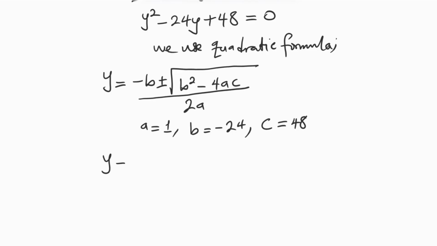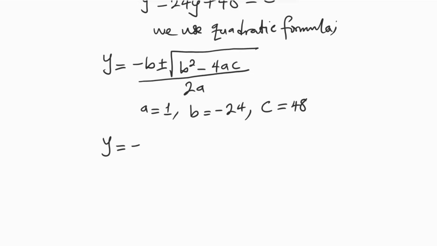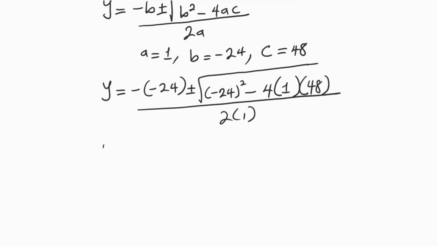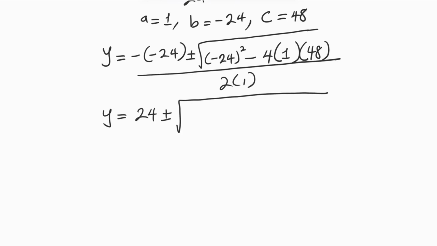All right, so let's substitute these values into our equation. We have y is equal to minus 24, so minus minus 24, plus or minus the square root of minus 24 squared minus 4 times a, which is 1, times c, which is 48, divided by 2 times a, which is 1. So y equals minus times minus gives positive 24, plus or minus square root of 24 squared. So what's 24 squared? 24 times 24 is 576.